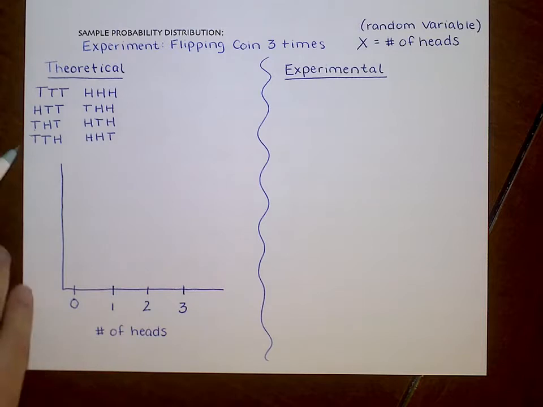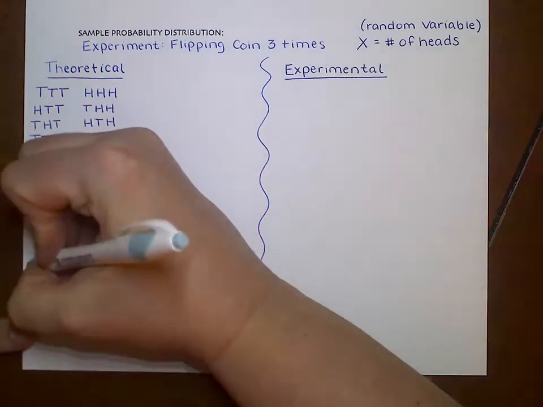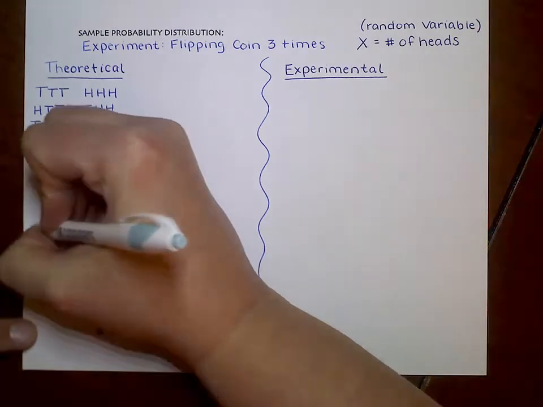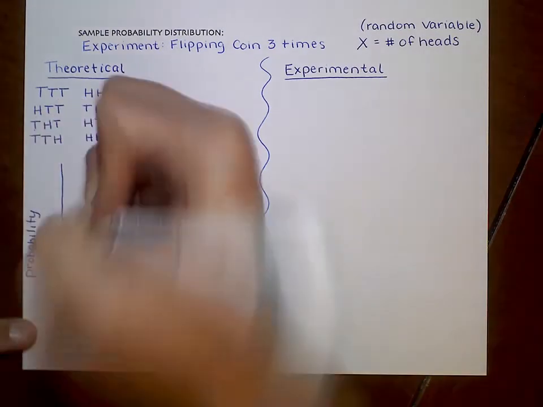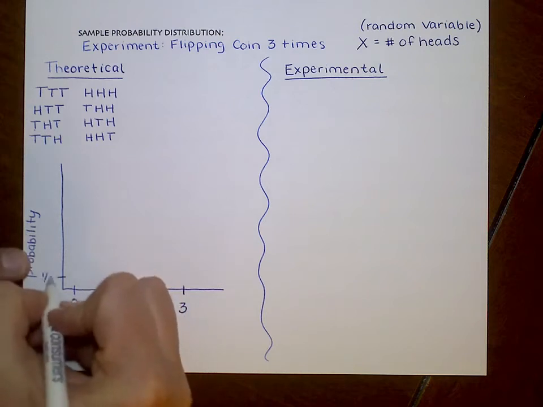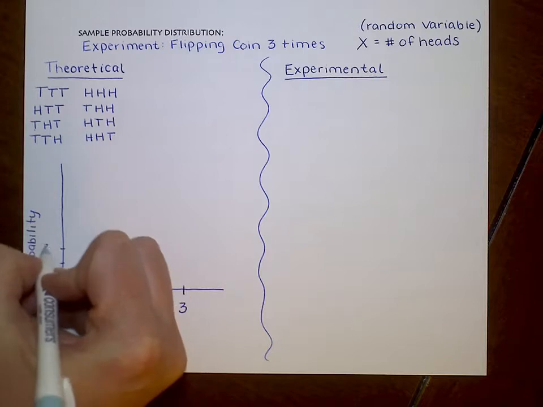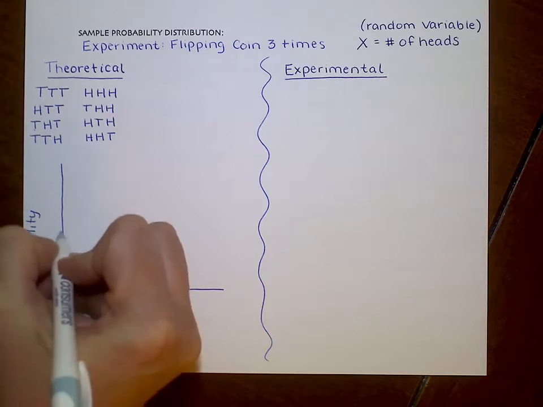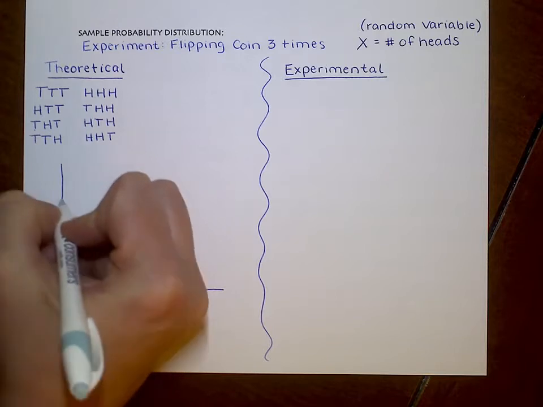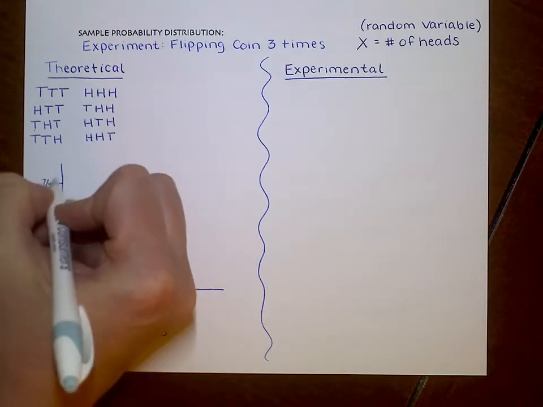And then up the side here, this is where I'm going to put my probabilities. Okay, and these are all going to be out of 8 because I know I have a sample space of 8. So this would be 3 eighths, 4 eighths, 5 eighths, 6 eighths, 7 eighths, and then this would be 1.